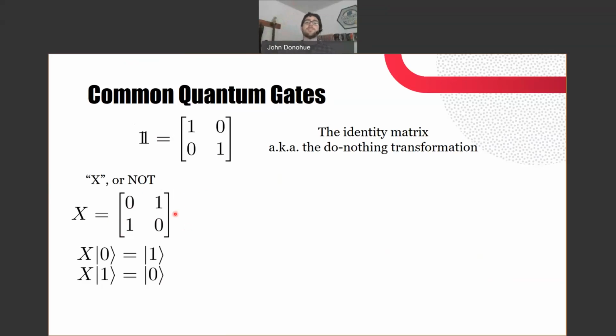So this matrix represents an operation that flips 0 to 1 and 1 to 0. For polarization, this would be some kind of birefringent optic that rotates horizontal polarization to vertical polarization and vertical polarization to horizontal polarization. In the case of spin, this is something that takes my electron and just flips it upside down.